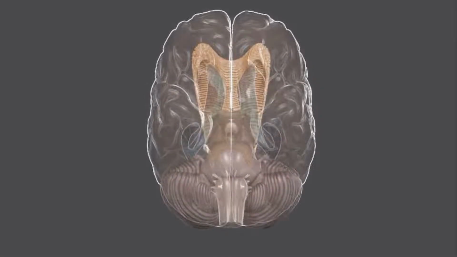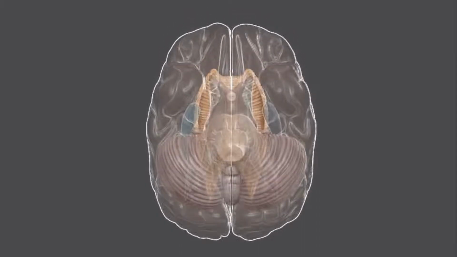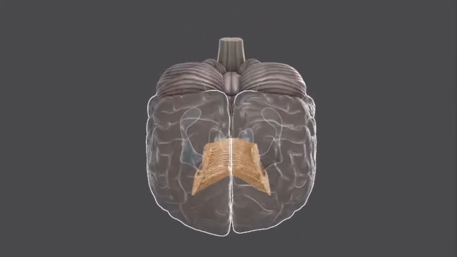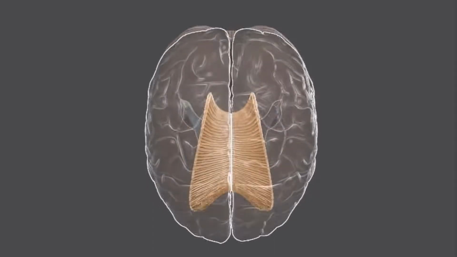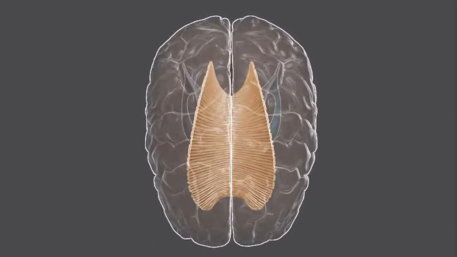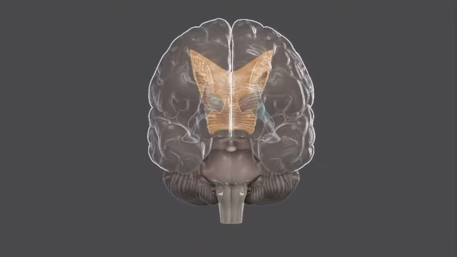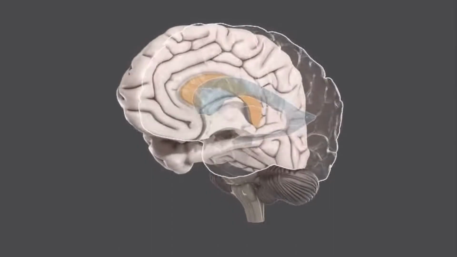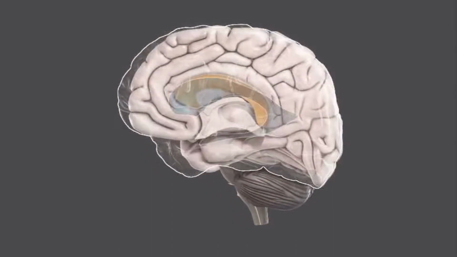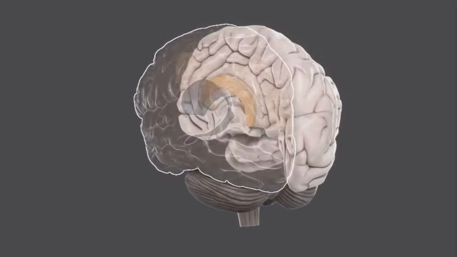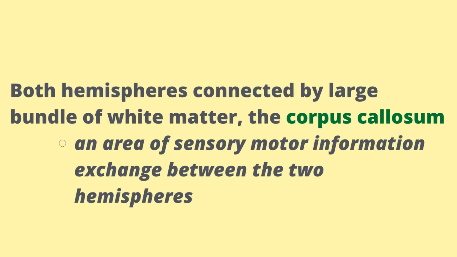So take a look at this clip right here and ask yourself what part of the brain this is. Can you guess what part of the brain this is called? We know normal functioning requires effective coordination of two hemispheres, right? The left and the right. And both of these hemispheres are connected by, if you guessed it right, the corpus callosum. So guys, this is the corpus callosum that you see in this clip. And the corpus callosum is an area of sensory motor information exchange between the two hemispheres.